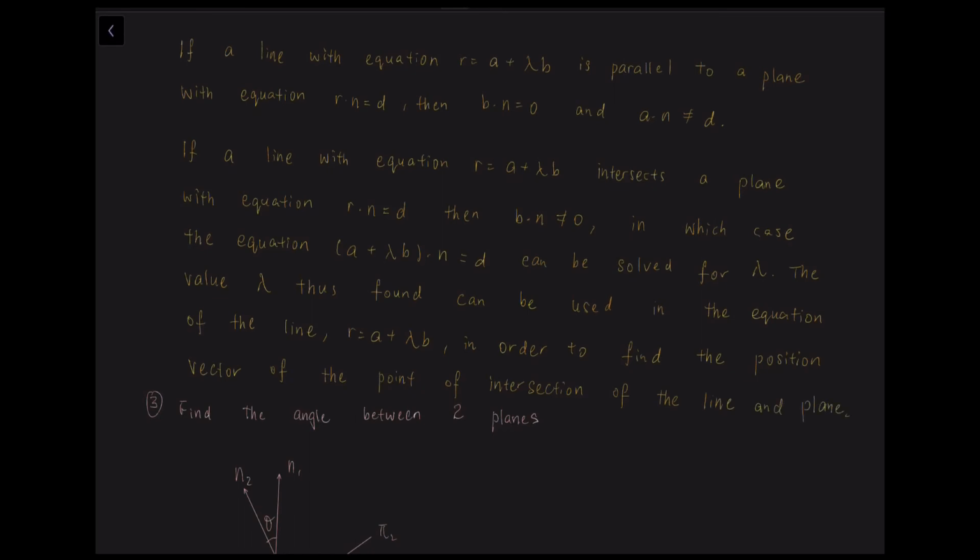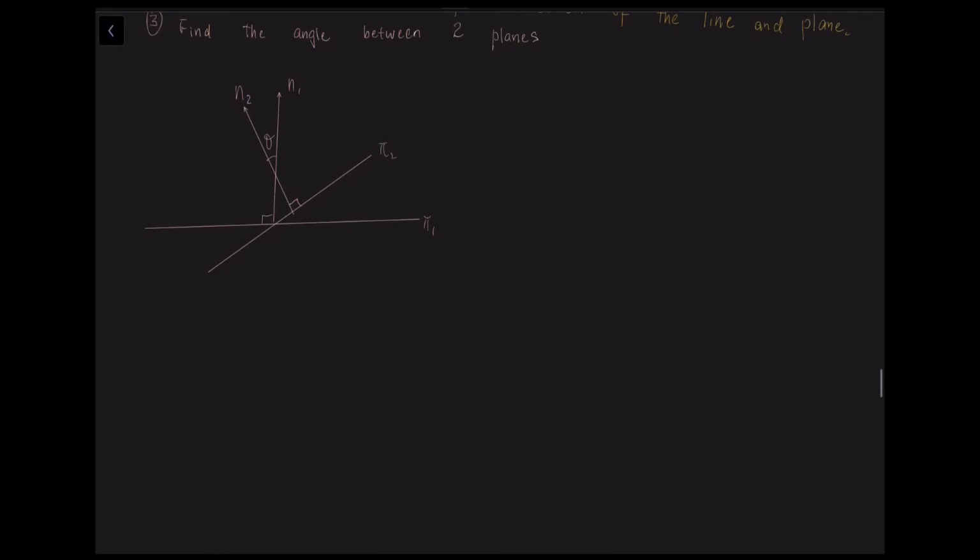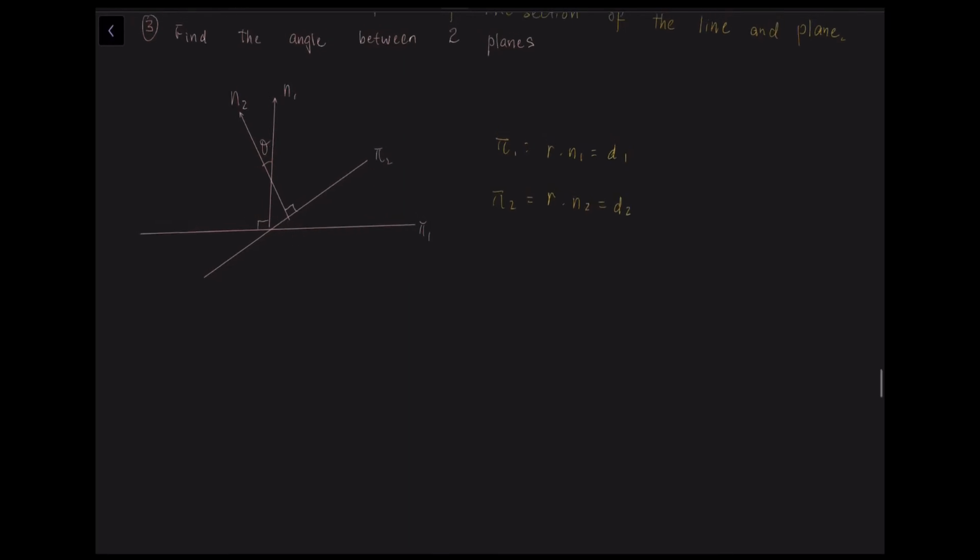Alright, now we are going to look at how to find the angle between two planes. The angle theta between the planes pi1 and pi2 with equations r dot n1 equals d1 and r dot n2 equals d2 respectively is the angle between the corresponding normal vectors n1 and n2 to the planes pi1 and pi2.